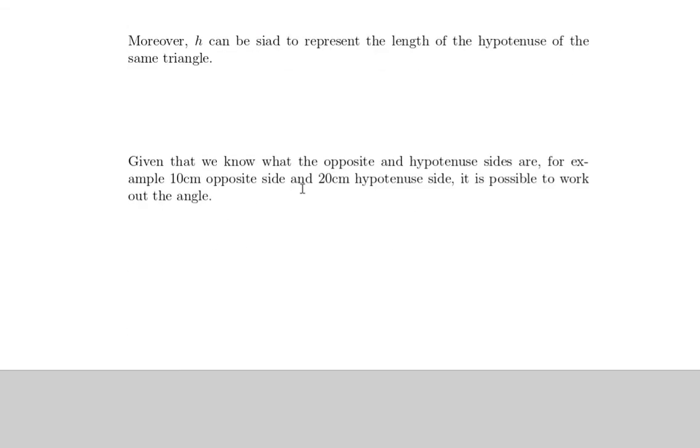Okay, so given that we know what the opposite and hypotenuse sides are, for example 10 centimeters opposite side and 20 centimeters hypotenuse side, it is possible to work out the angle. We can do that with geometry. We can sit down and draw it perfectly and then find out by utilizing instruments exactly what that angle is. But we don't need to do that. Let's say you want to use a calculator, you don't want to play around with such things as protractors.